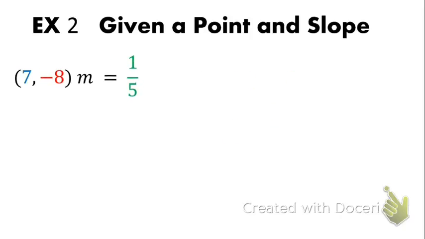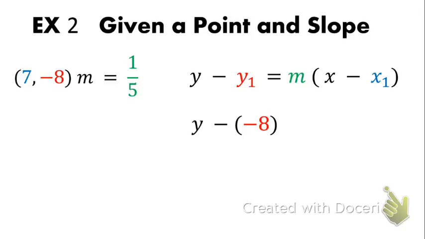Example 2, here's another point and slope. Here's our formula. Again, anything that is in black does not change, so we will start with y minus. Now I need you to pay close attention to the y value. If you notice, the y value is -8. So when I write that down, I'm going to write parentheses -8.